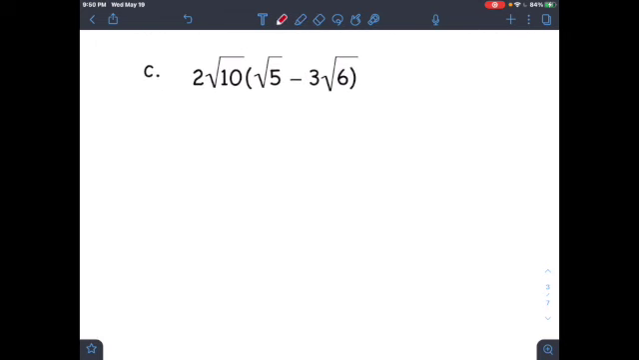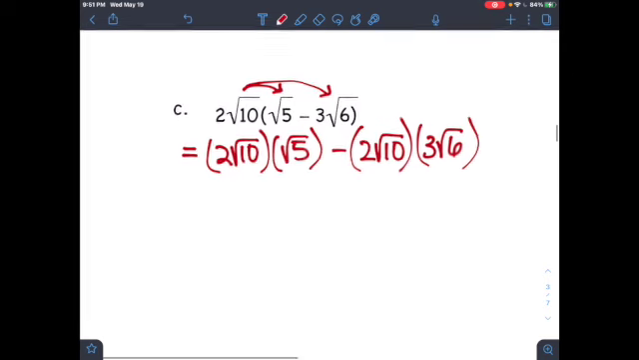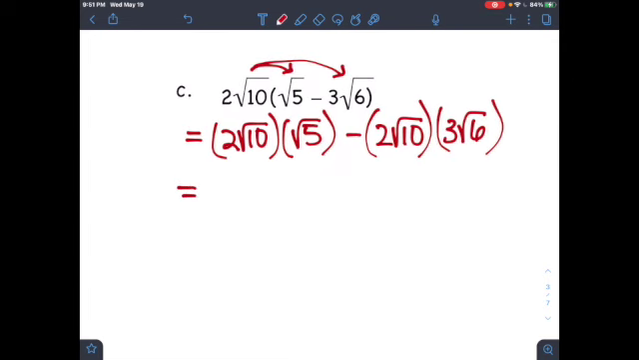For example letter C, we are going to do the same thing again, distribute them. Don't forget your sign. So start off with the parenthesis, 2 square root 10 times square root of 5 minus 2 square root 10 times 3 square root of 6. And when you distribute them, I notice that's 2 square root of 50 minus 2 times 3, which is going to give you 6 square root of 60.